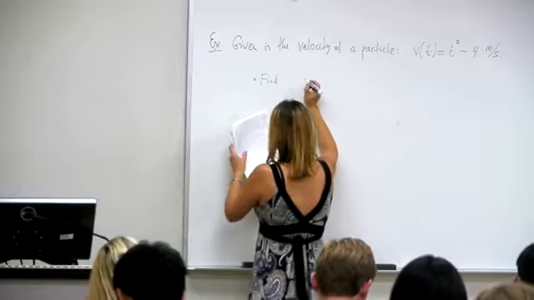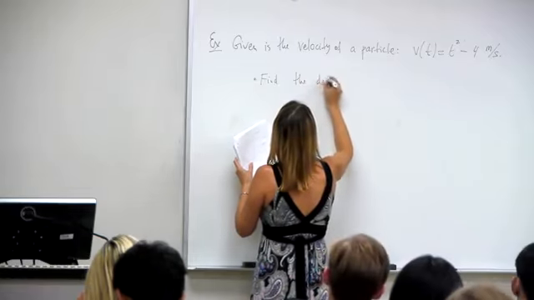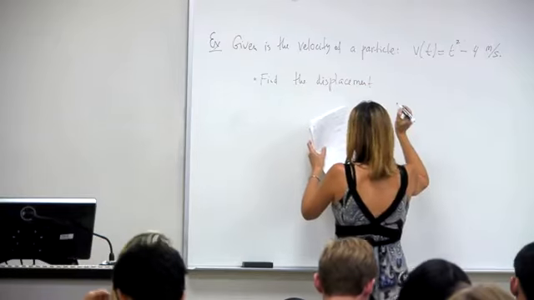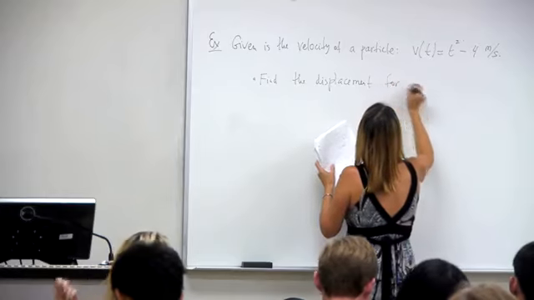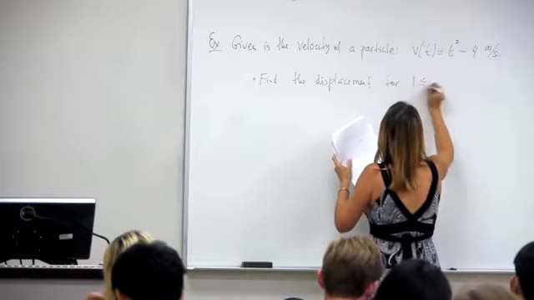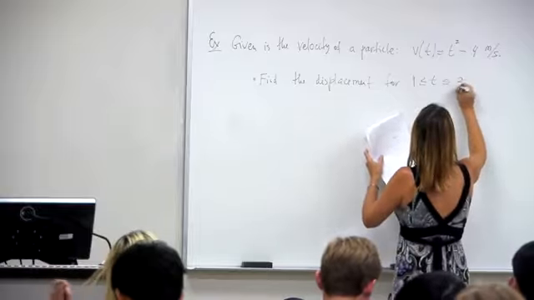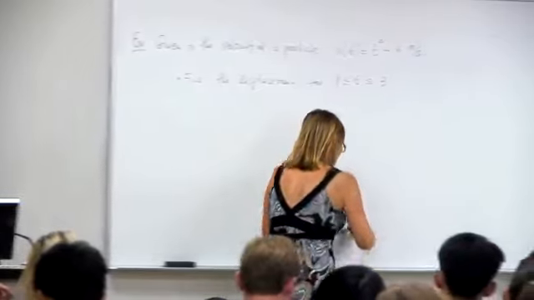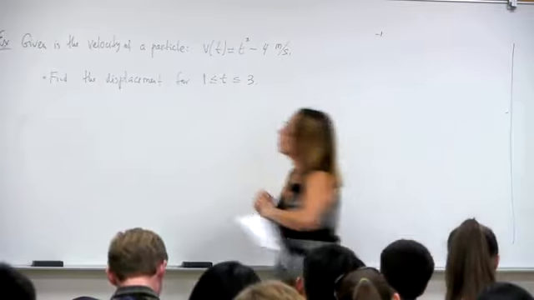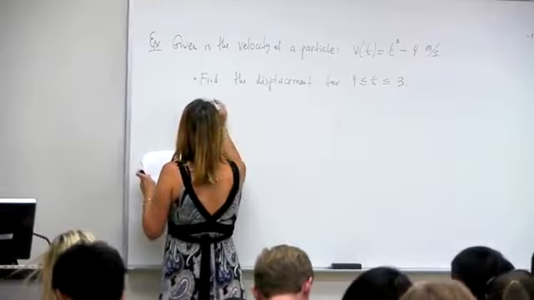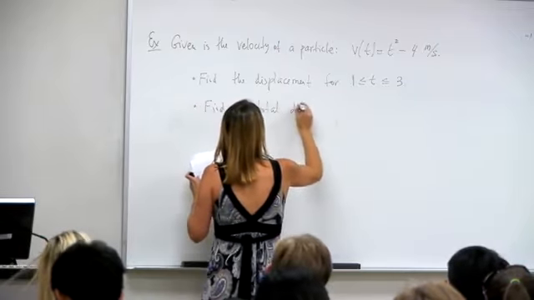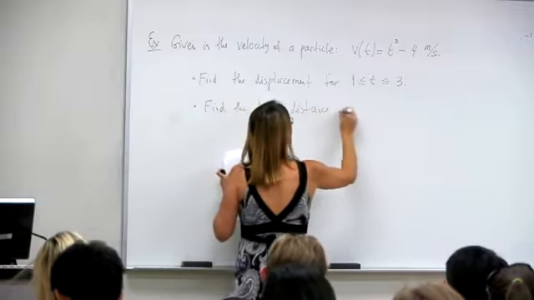Find the displacement between times 1 and 3. Okay, so displacement is the difference in the position, so that's like the net change. Okay, and the second question is find the total distance traveled.